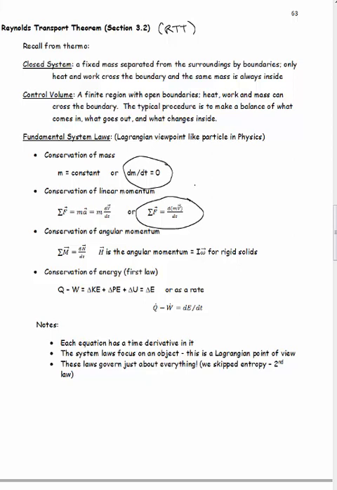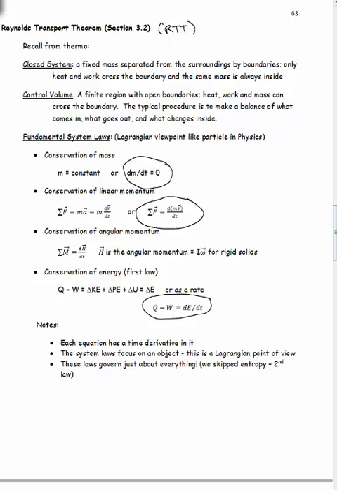If we do angular momentum, H is the angular momentum, so we just get the sum of the moments equals dH/dt. We're not going to really deal with that in this class. You'll learn more about that in dynamics. And then conservation of energy, we saw that in thermo. We'll have a different form of it in fluids, but as a rate, we're going to have Q dot minus W dot equals, and we'll just call it dE/dt. Now that E contains your internal energy, kinetic energy, and potential energy terms. Okay, but that's what we'll use.